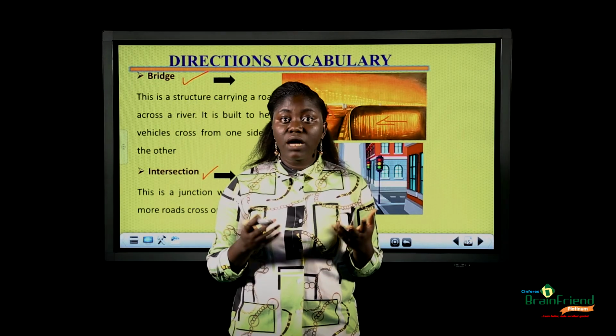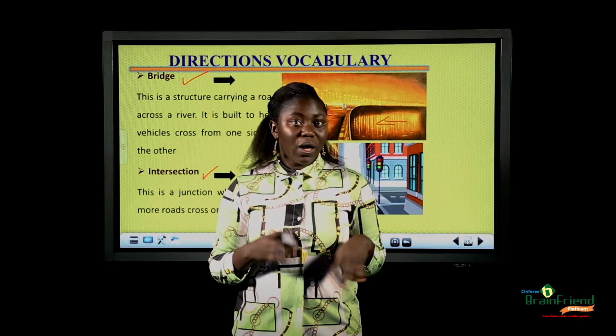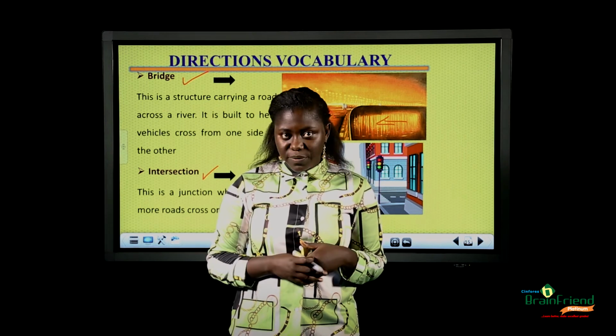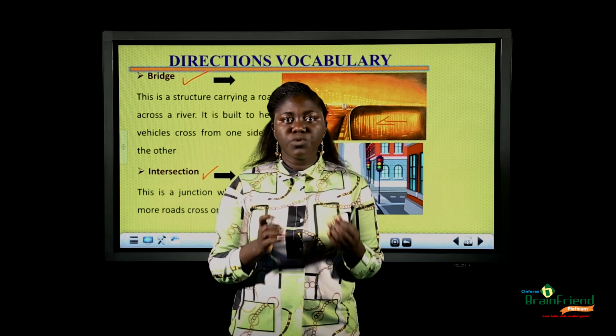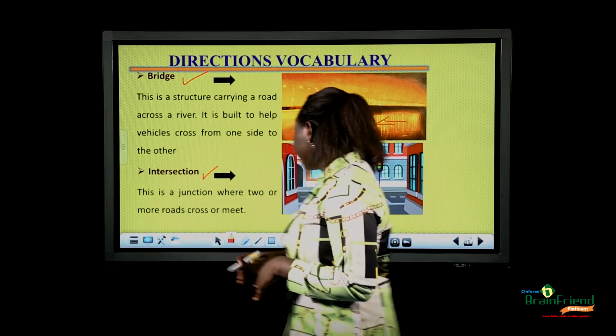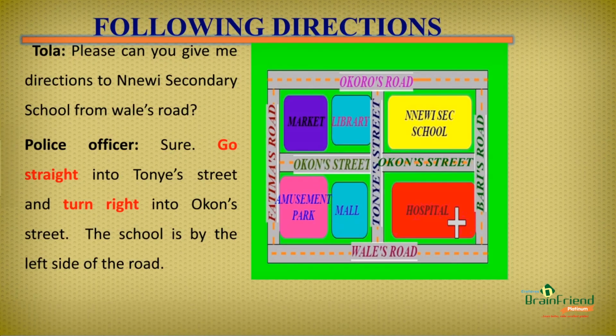Now that we've learned how to give directions using terms, expressions, or words in the direction vocabulary, let's practice a class activity that can help us remember all that we've learned. Now we're going to help Tola find her way through certain routes to a given destination. Please, can you give me directions to Inewi Secondary School from Wale's Road? That means Tola is at the spot, Wale's Road.